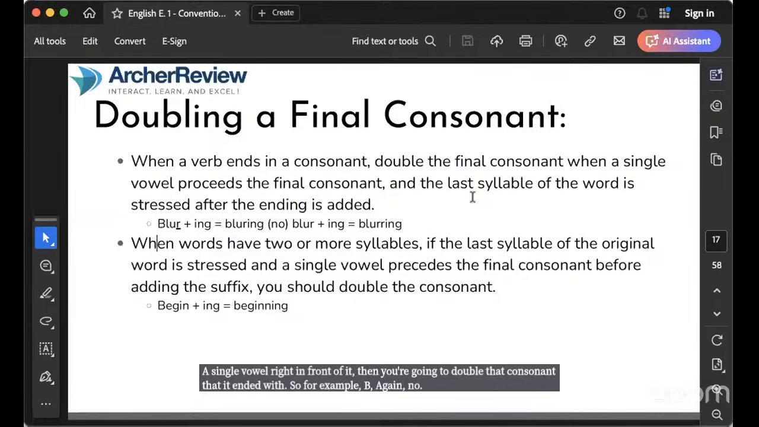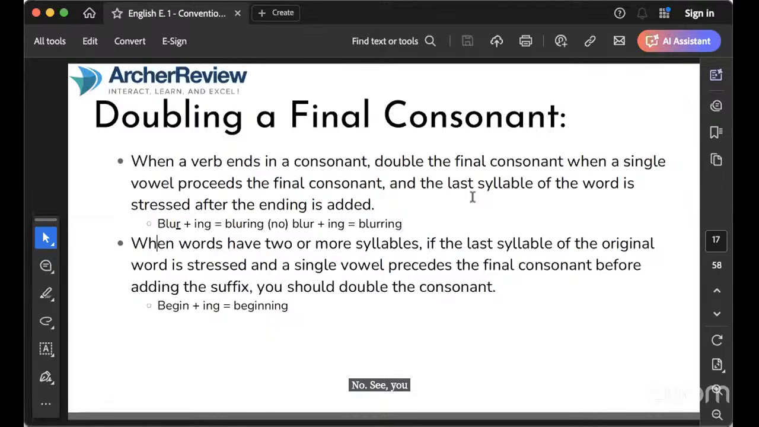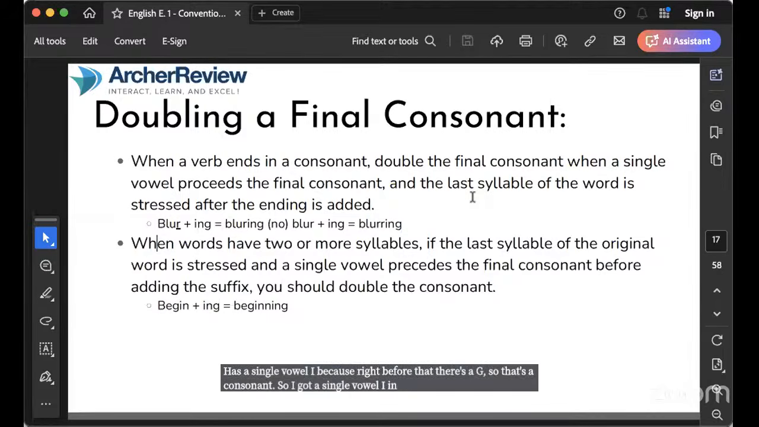See, here you hear how that's a strong N in the word begin. So with that, I have it ends in a consonant N, has a single vowel I, because right before that there's a G, so that's a consonant. So I've got a single vowel I in front of it, and I'm adding a suffix, so I'm going to double up on that N and get BEGINNING.